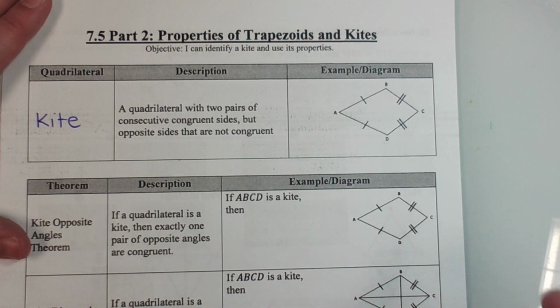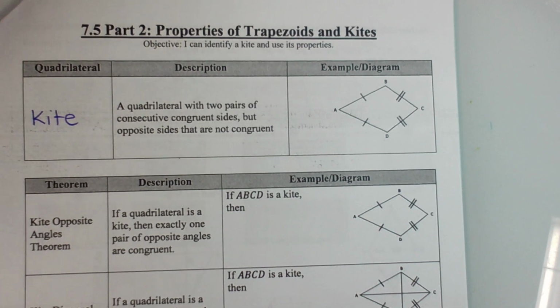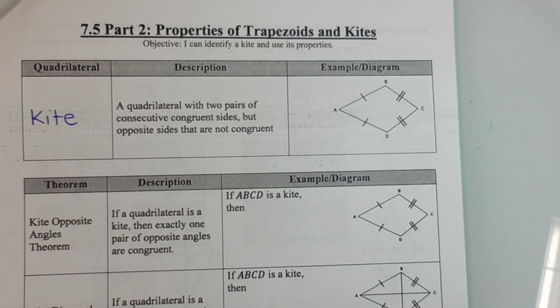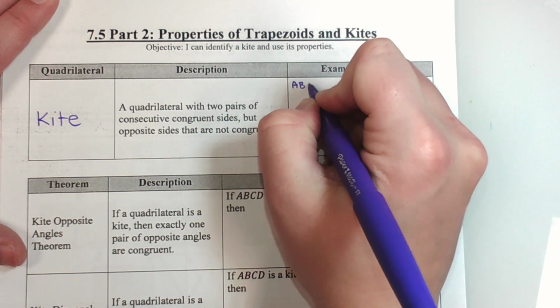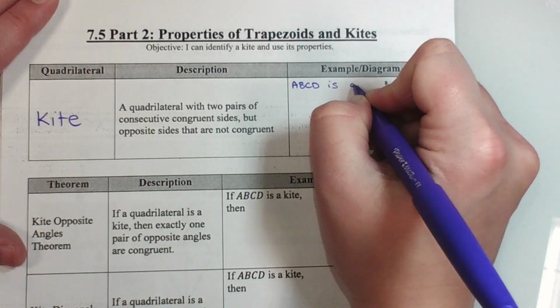So, a kite is one in which there are two pairs of congruent sides, but they're consecutive. In other words, the congruent sides are next to one another. If they're across from one another on the quadrilateral, it's a parallelogram. If they're next to one another, it's a kite. ABCD is a kite.